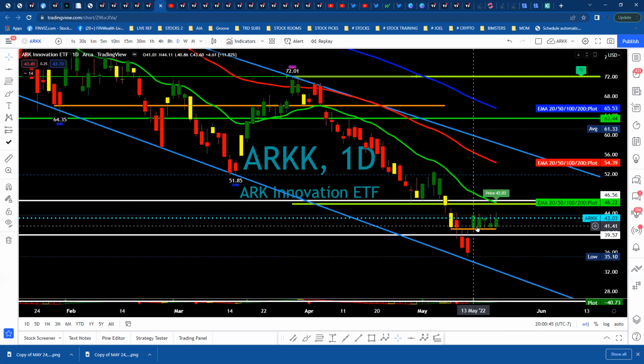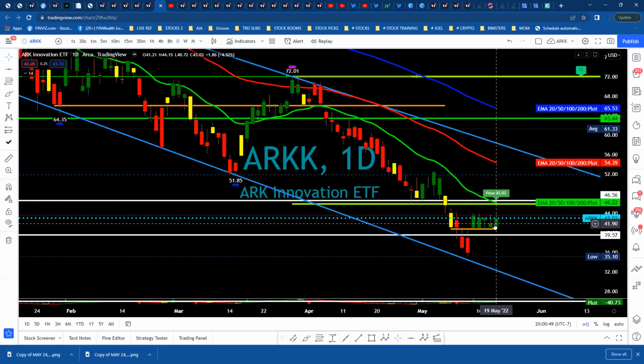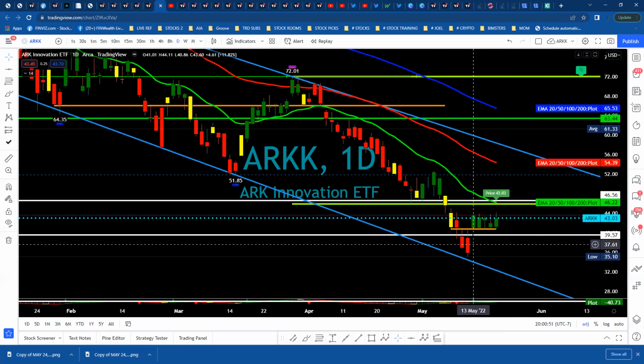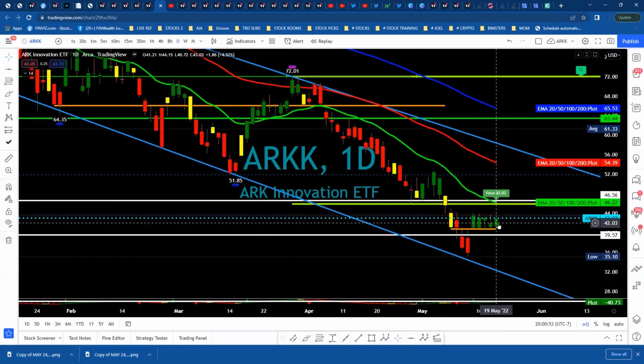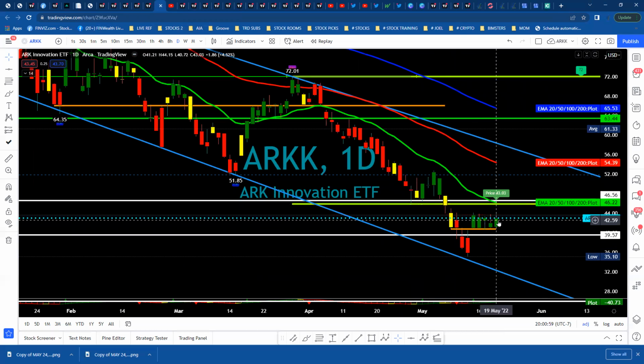RK sitting here just flat, consolidating. Now, this was possibly a bear flag, but we've pulled down here lower and we're holding up here. So maybe we do pop up here. We've got to get above 46 if we want to run. Otherwise, we might just continue to consolidate here for a while.